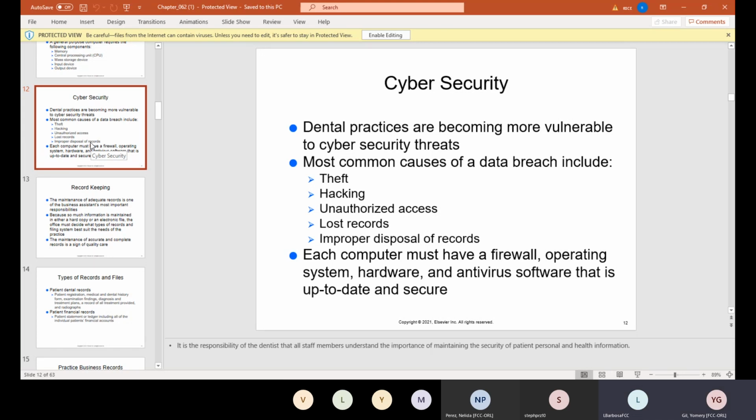Okay, each computer must have a firewall. We know that a firewall is like an antivirus type of thing, so that nobody can hack into your system. Each computer must also have an operating system, hardware, and antivirus software that is up to date and secure.